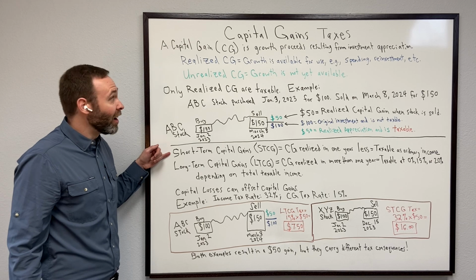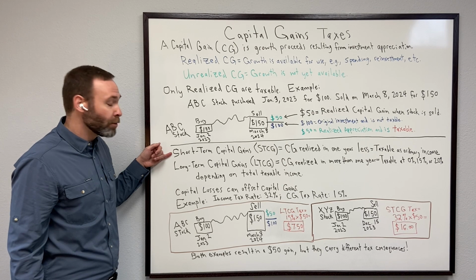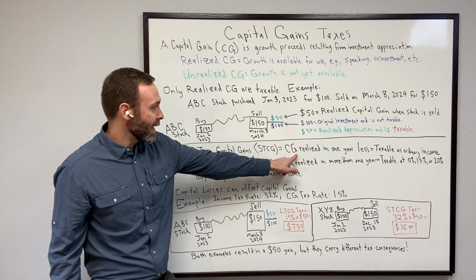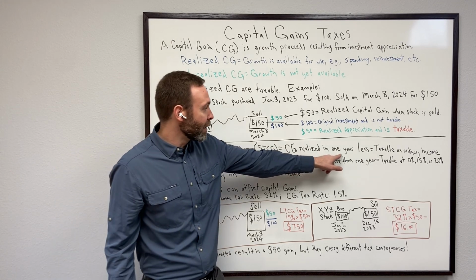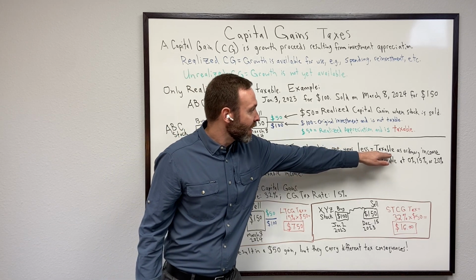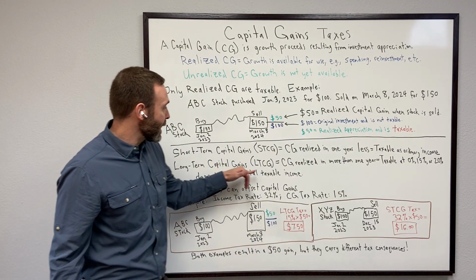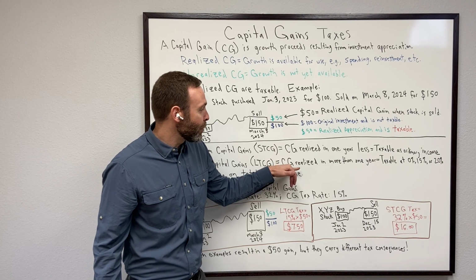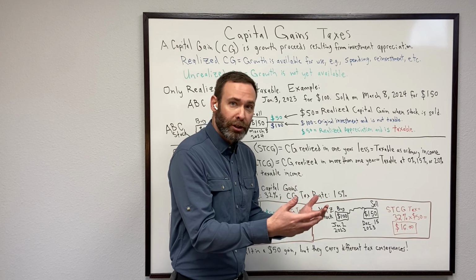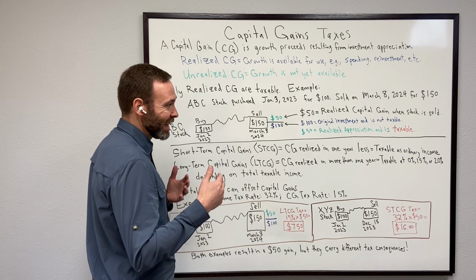In taxation on total capital gains, there are two types: short-term capital gains and long-term capital gains. Short-term capital gains means the capital gain is realized in 1 year or less, and it's taxable as ordinary income. Long-term capital gains means the capital gain is realized or available to you in greater than 1 year. So at least 1 year and a day.